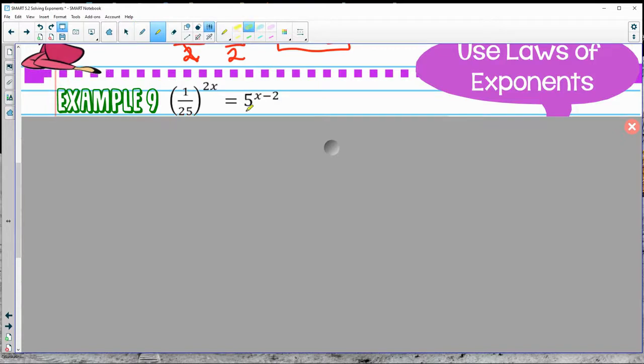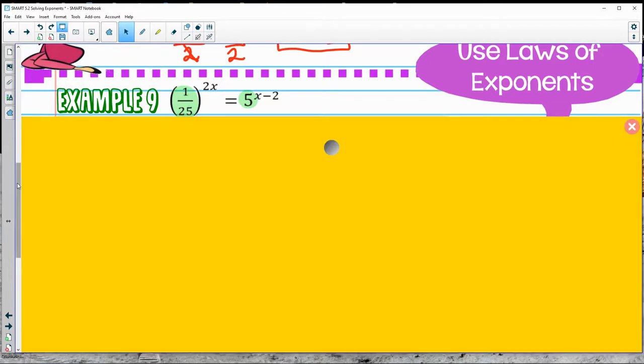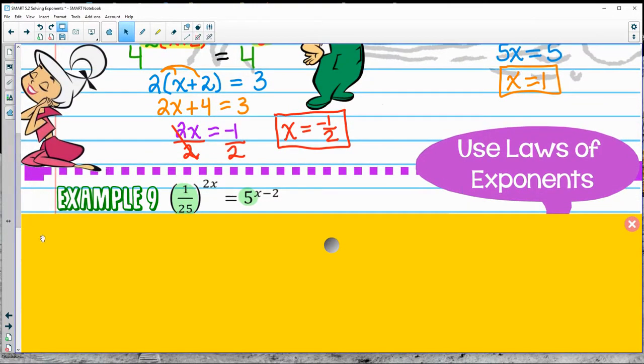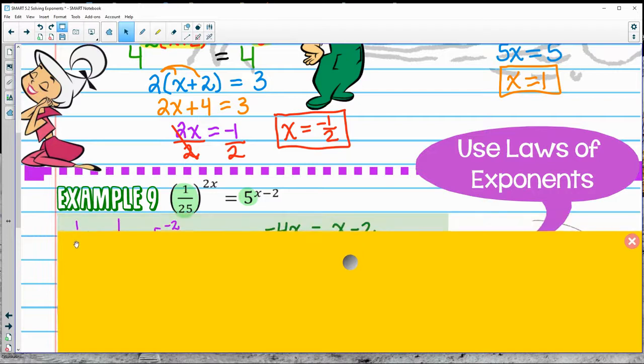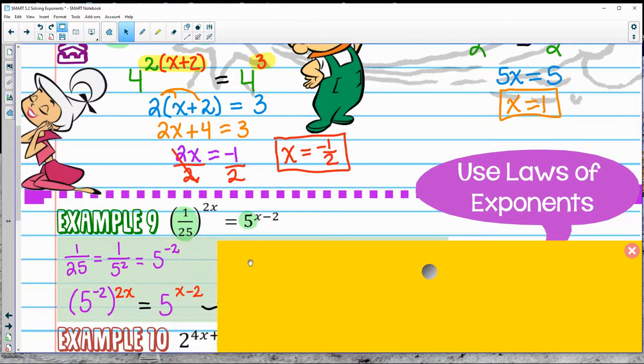So one of them, I see I have a base of 5. The other one is 1 over 25. So what I like to do on that one is, again, do a little bit of rewriting. So here you can see that I have 1 over 25. Well, that's the same thing as 1 over 5 squared. And here, if I need to switch this to the top, I just need to make it 5 to the negative 2, because negative exponents will switch.